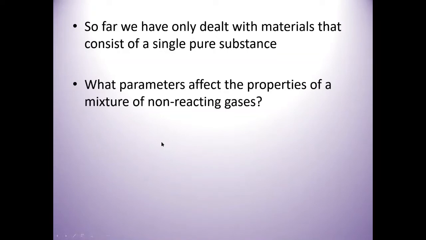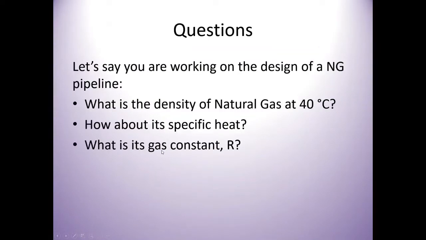So how do we determine the properties of a mixture of gases instead of a single gas? So let's say you're working on the design of a natural gas pipeline. So we know that natural gas is a mixture of several gases. So what is the density of natural gas at 40 degrees C? One would say just take methane, but that is not accurate because natural gas is not entirely methane. It's a mixture of several gases.